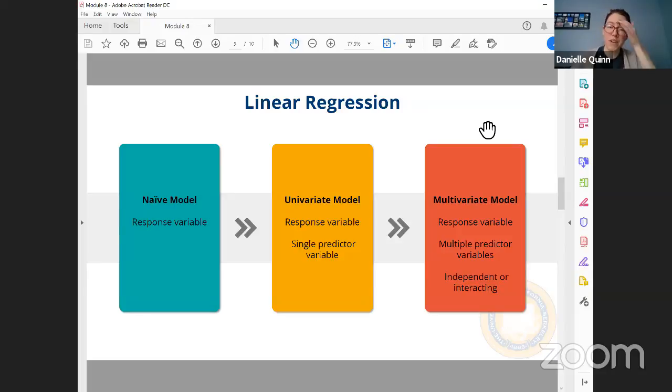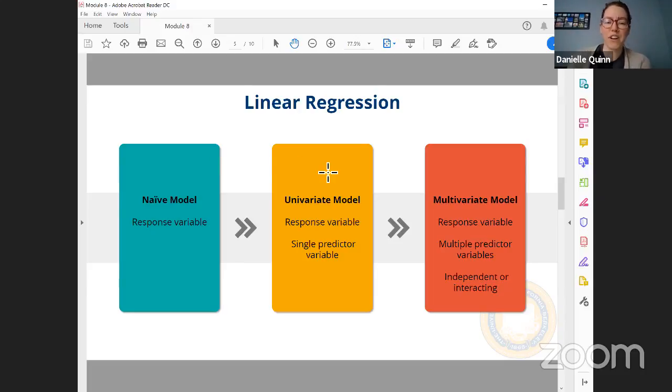And so the way that we're going to step through linear regression today is we are going to start with the simplest form of regression, and we're going to move up and make things a little bit more complicated. So we'll start with our naive model. And our naive model has no predictors. It only has a response variable. Basically, with a naive model, you're trying to make a prediction with almost no information at all. And so that's what we'll start with.